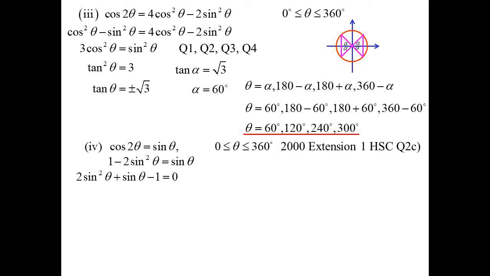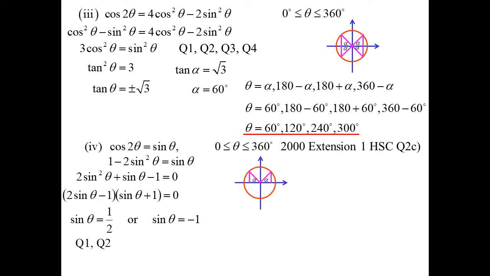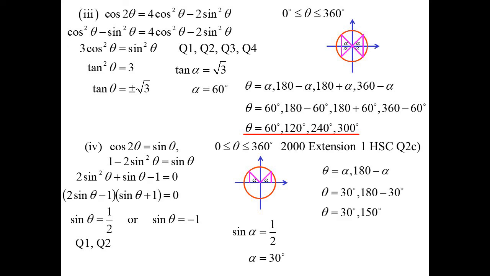And does that factorize nicely? Yes, it does. So 2 sine theta minus 1, sine theta plus 1. 2 possibilities. Sine theta is a half, so we're in our first 2 quadrants. That's an exact value. It's sine 30 degrees, isn't it? So 30 degrees, giving us 30 and 150.